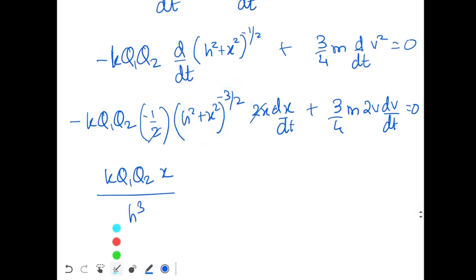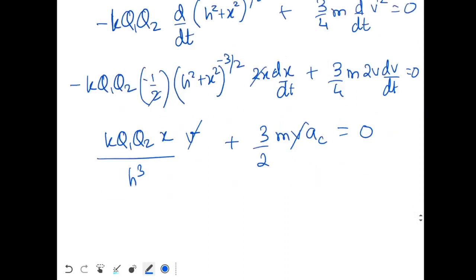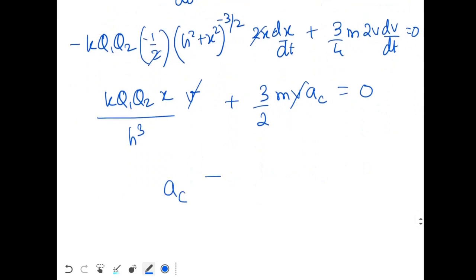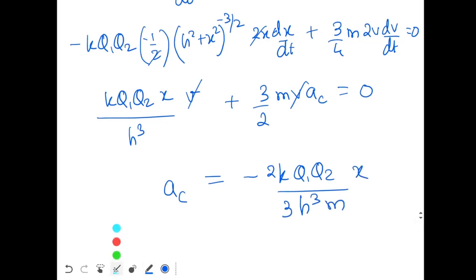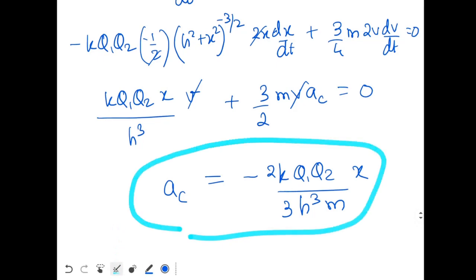And now dx by dt will be what? That will be velocity v, plus 3 by 2 m v into dv by dt, which is a_C, equal to 0. So again v will get cancelled out from the equation, so we will get a_C equal to minus k q1 q2 by h cube, then 2 by 3 m, and x. We found the acceleration of center of mass as a function of x.